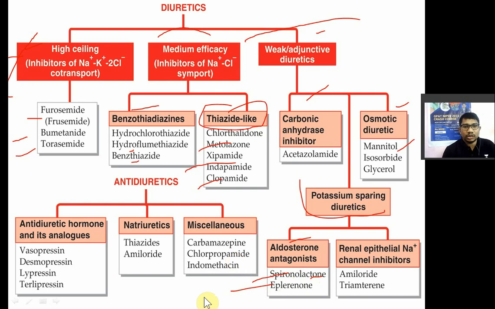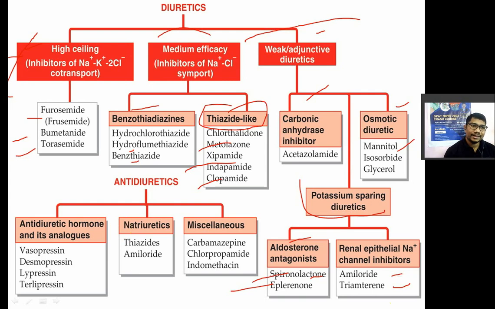उसका एक active metabolite होता है. You have to remember what is the active metabolite of spironolactone. That is canrenone. Canrenone is the active metabolite of spironolactone. Then eplerenone. Now renal epithelial sodium channel inhibitors. In that you have amiloride and triamterene. So these are the diuretics.